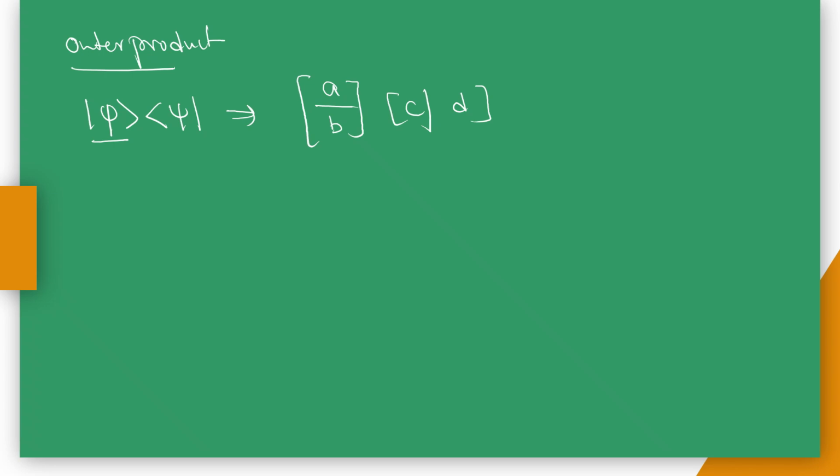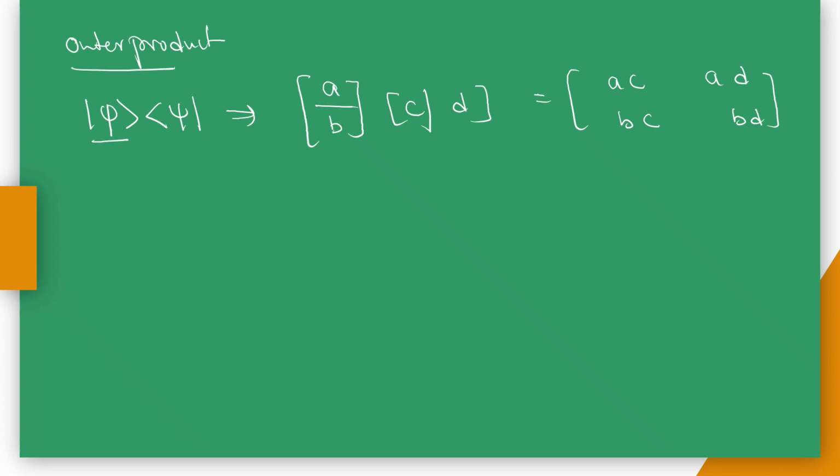This is like multiplying a 2 by 1 matrix with a 1 by 2 matrix. The resultant is a 2 by 2 matrix. Here the result is A into C, A into D, B into C, and B into D. So it won't give a scalar value. It is giving another, different matrix. So the outer product is not giving a scalar value.